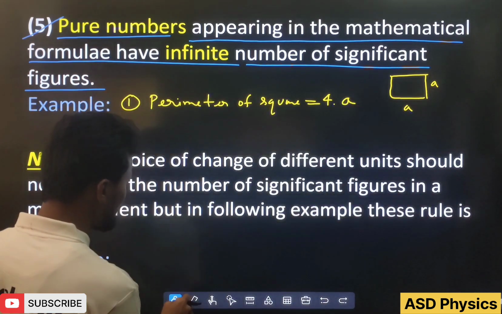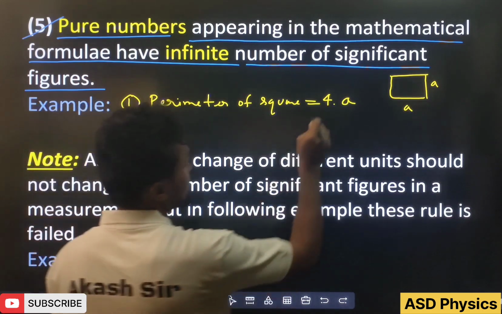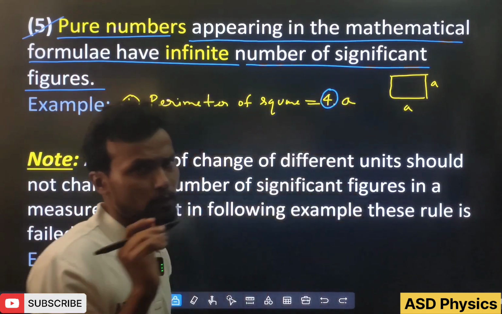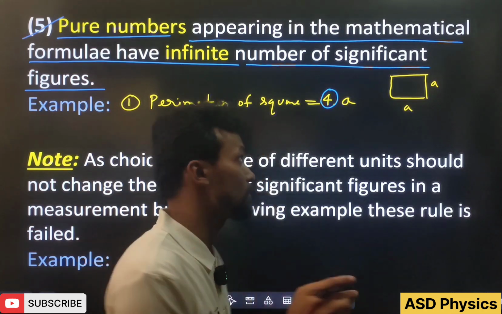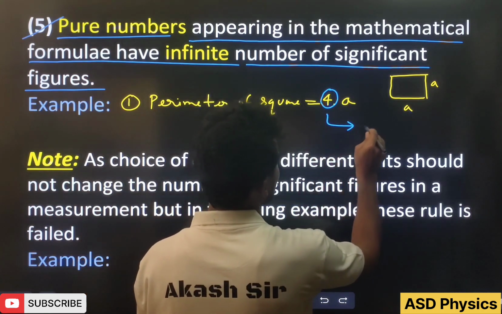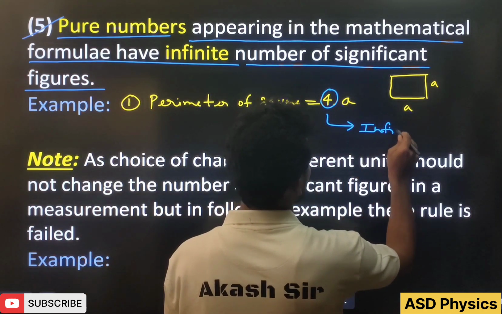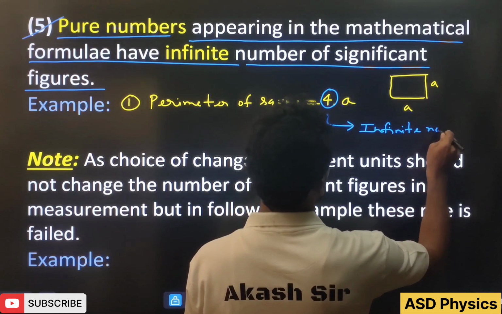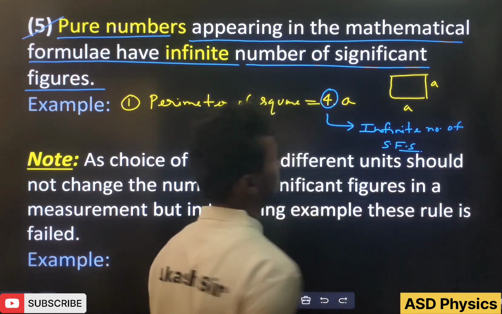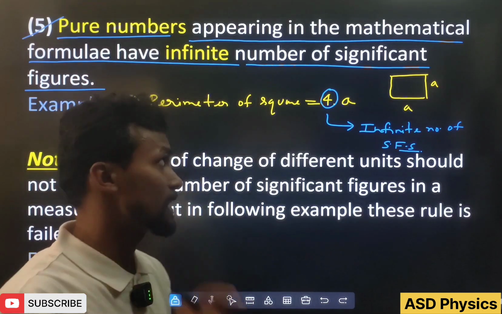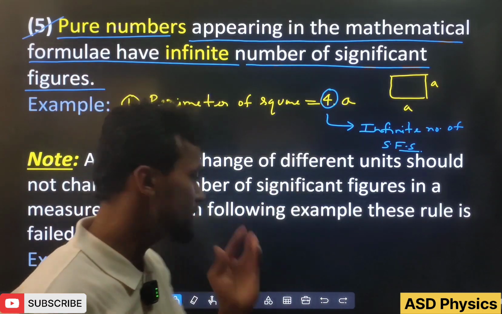Here, students, this 4 is the pure number. We have not measured it; the side we have to measure, but 4 is the pure number. That means in this number 4, how many significant figures? Infinite number of significant figures are there. Remember that, pure number. Okay, great.